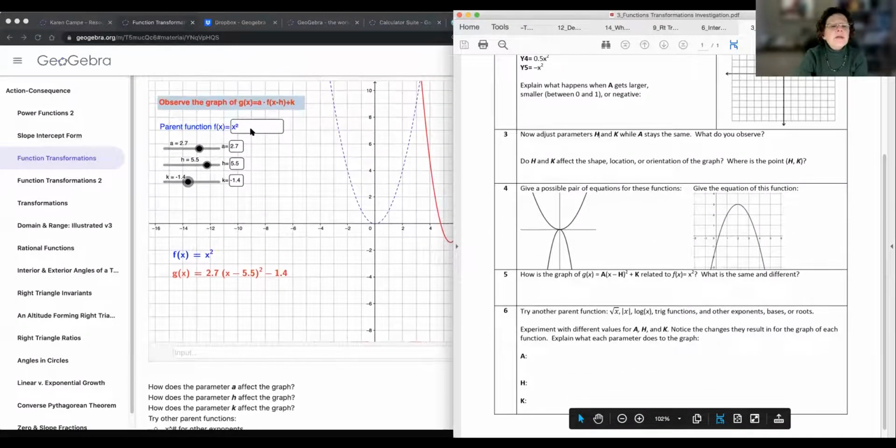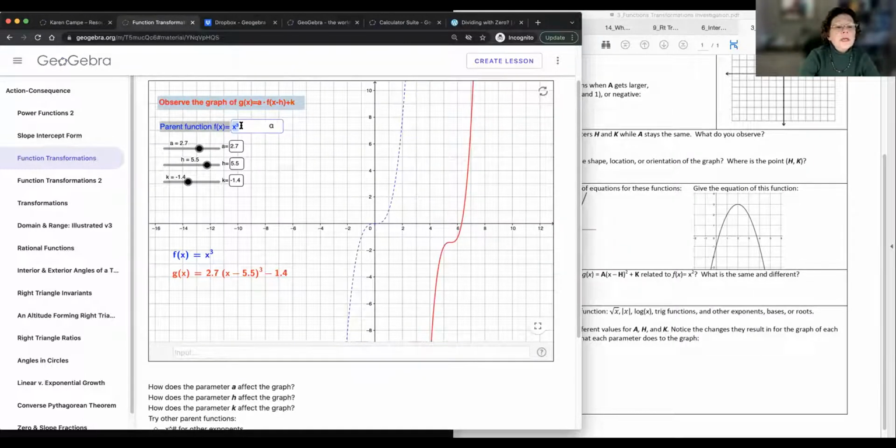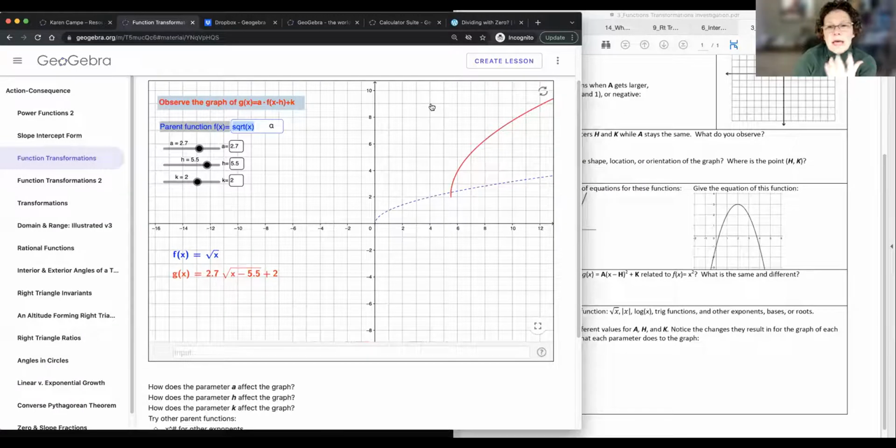So what's really nice about this is we can change this parent function here. We can make this x to the 3rd. See how that works? We can make it square root of x. And so students can take a look at all sorts of different versions of this: absolute value of x, sine of x, etc. Now, some of you may say, gee, I also want to include changing the coefficient of the x inside that function, often called parameter B.